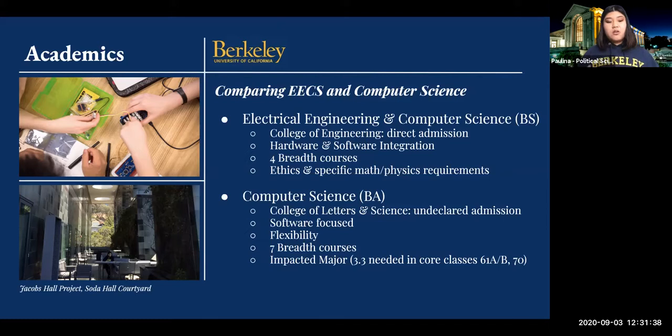And computer science is also an impacted major, so you'll need a specific GPA to actually be able to declare the major in the set classes that you can see, 61A and 61B, as well as CS 70. Whereas electrical engineering, you are in the major once you have been admitted to the College of Engineering. So there are different things that you have to balance when evaluating what kind of computer science do I want to study? Do I want to have the more hands-on, the more building aspect of it, or am I looking for more programming, software creation and stuff like that? And so those are the main differences between those 2 majors.